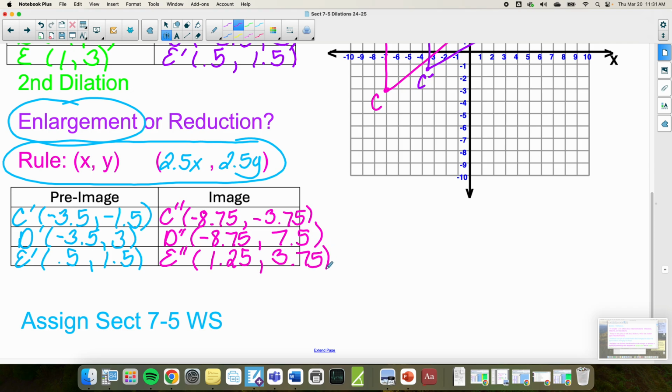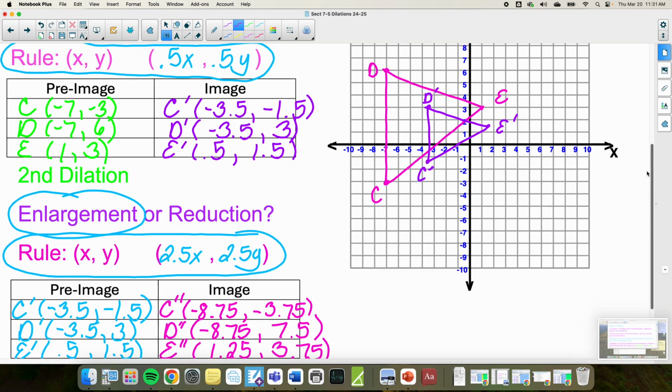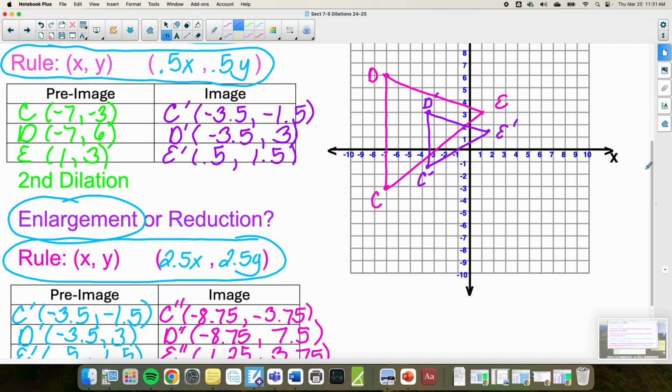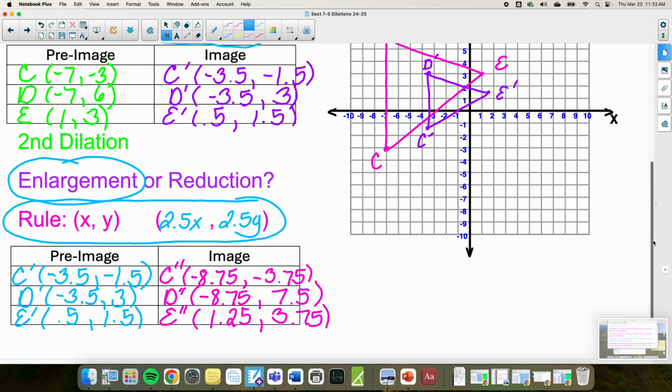Okay. So we already have the first two graphed. We don't graph the pre-image for this one because we already did. We just go to that next image, okay? So I'm gonna go over here and I'm gonna graph that last image. So the first one's -8.75, so almost to 9, down to -3.75. And that would be our C double prime.